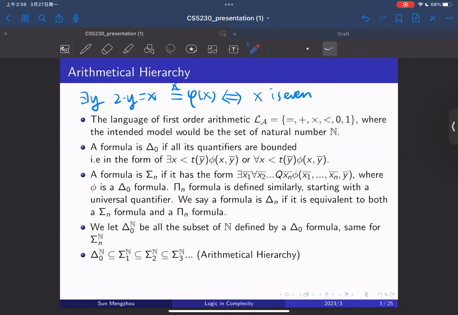And next we shall classify these formulas in terms of their quantifiers. So we say that the formula is delta zero if and only if all of its quantifiers are bounded, which means that it is in the form of there exists x less than t(y) such that phi(x,y), or for all x less than t(y), phi(x,y). Here t is a term. For example, t(y) is, let's say, y squared plus 1. So a term basically means a polynomial.